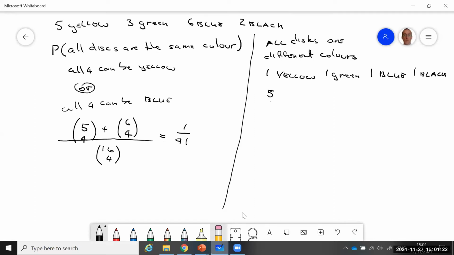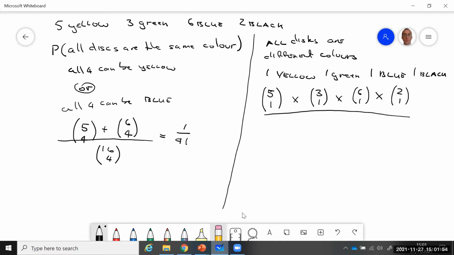All right. So the number of ways of choosing 1 yellow disk from 5 yellow disks, and the number of ways of choosing 1 green disk from 3 green disks, and the number of ways of choosing 1 blue disk from 6 blue disks, and the number of ways of choosing 1 black disk from 2 black disks. So these are independent events, so we multiply them.